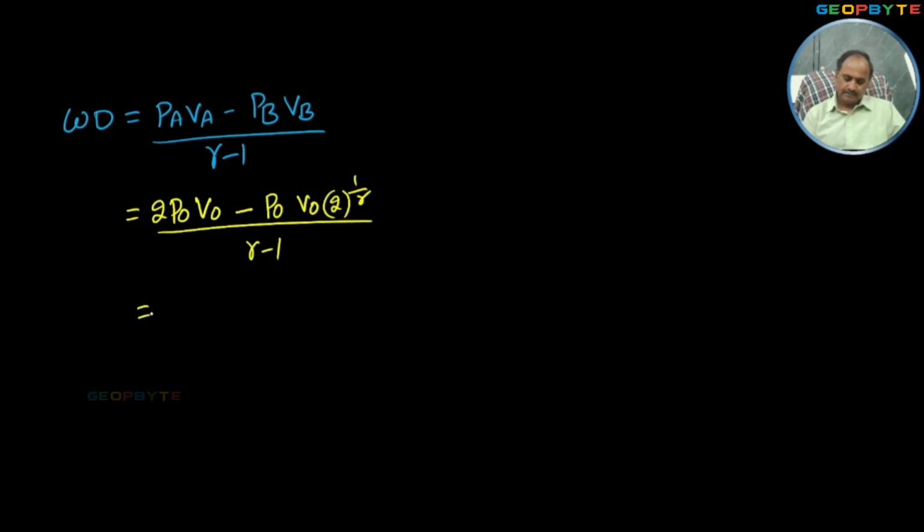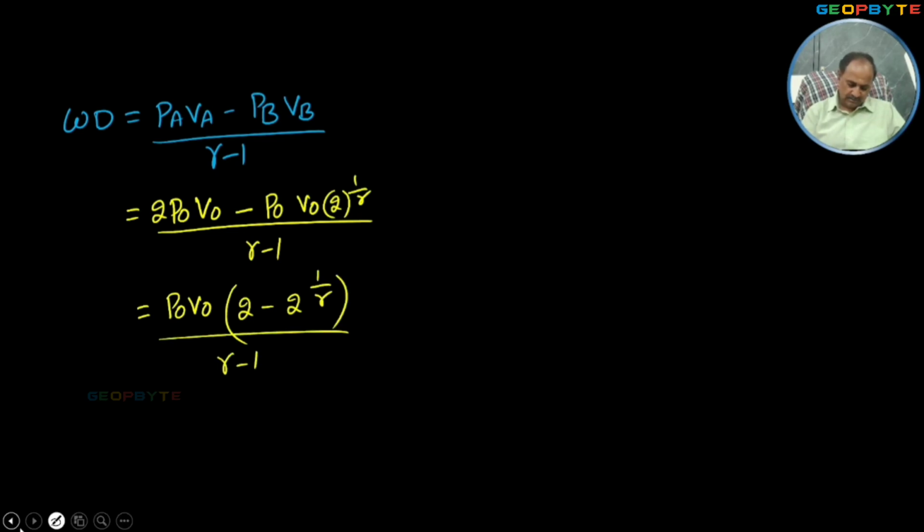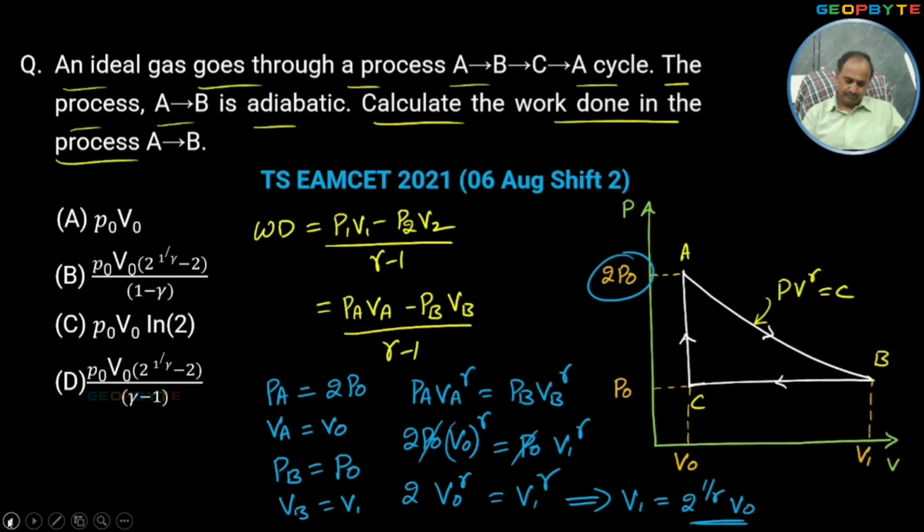From this, what can be written outside? It can be written P naught V naught outside. If I write P naught V naught outside, it is 2 minus 2 power 1 by gamma divided by gamma minus 1. Is this option available? No, not available.